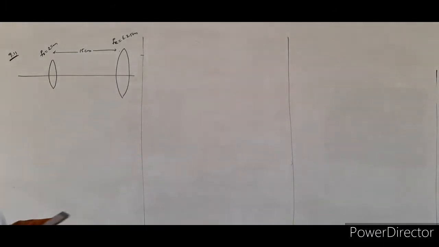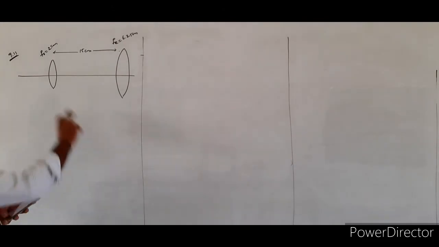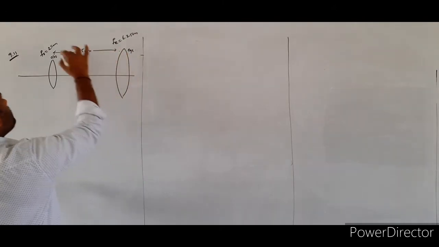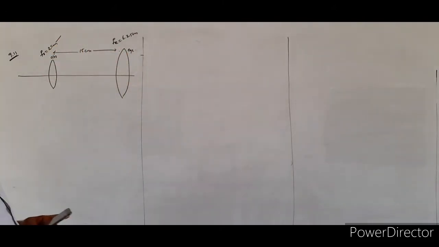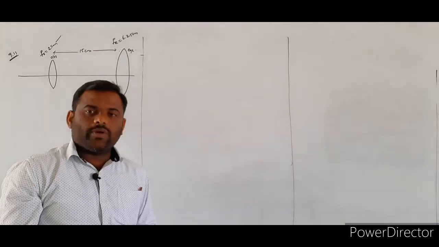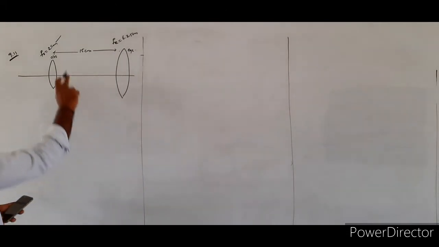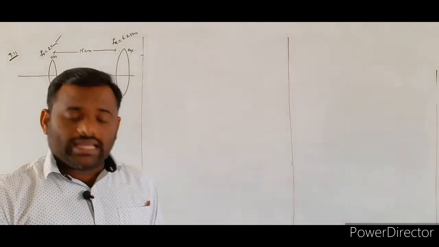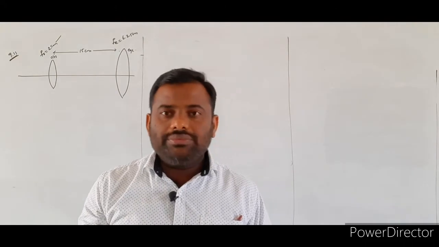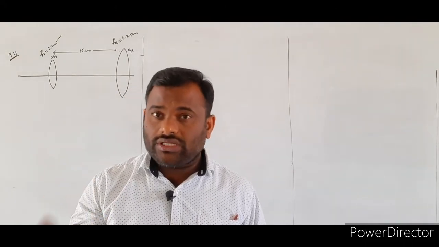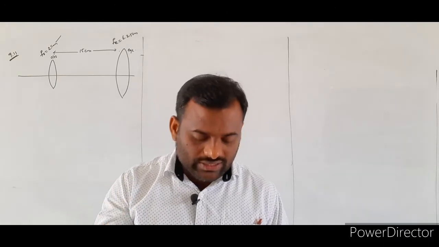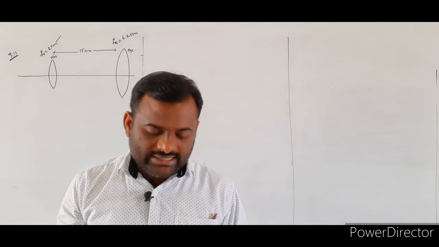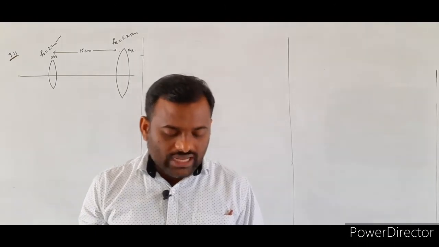So here I draw the diagram to understand the given problem more easily. This is the objective lens. This is the eyepiece. The objective lens has a focal length of 2 cm, the eyepiece has a focal length of 6.25 cm. These two are separated by a distance of 15 cm. Now what are we going to calculate? How far from the objective lens should an object be placed in order to obtain the final image at the least distance of distinct vision, and the second one is what?